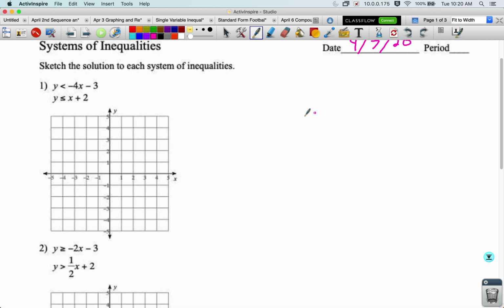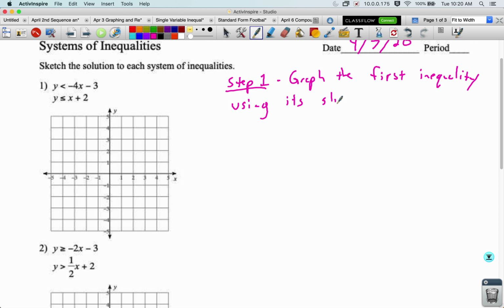So sketch the solution to each system of inequalities. So step 1. Step 1, we need to graph the first inequality using its slope and y-intercept.